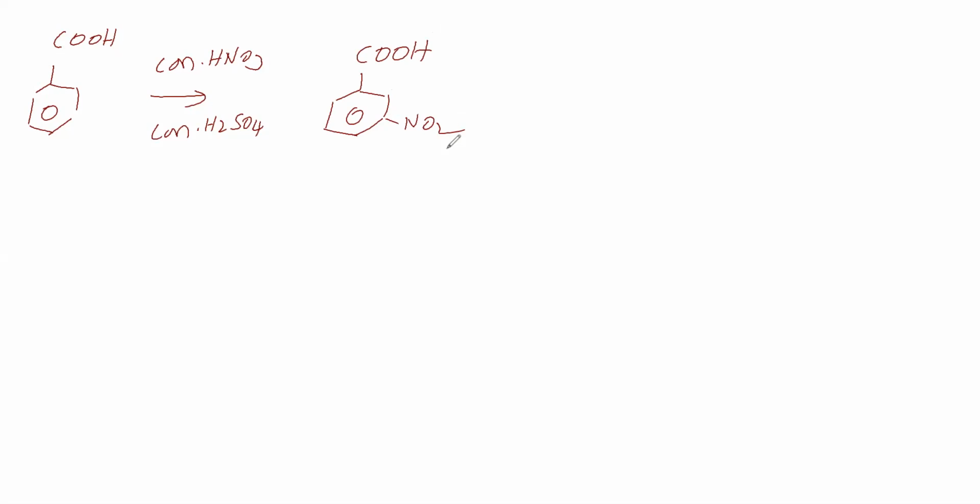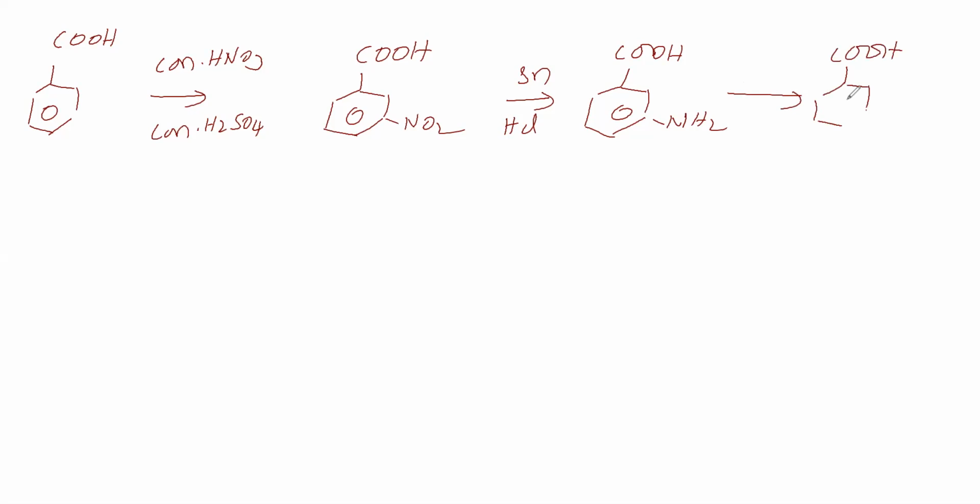Next, this nitro group we will convert into an NH2 group by reduction. Reduction is with metal and acid: tin and HCl we will add. Then this NH2 group we will convert into a diazonium group, diazonium chloride, by diazotization. Diazotization means NaNO2, HCl, 0 to 5 degrees Celsius.